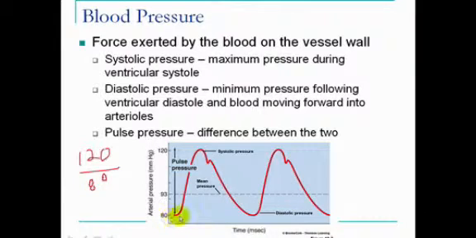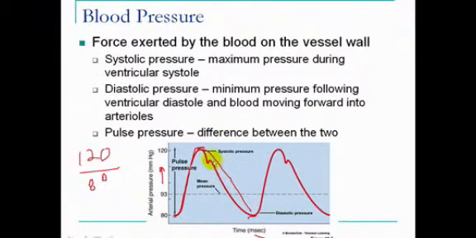This picture here is what we call a pulse wave. Your horizontal axis is time, and your vertical axis is pressure. So you're looking at the pressure changes happening in the artery over time. When your ventricles contract, pressure increases, and this top number is your systolic pressure. When the ventricles relax, the pressure decreases, and this bottom pressure is your diastolic pressure.